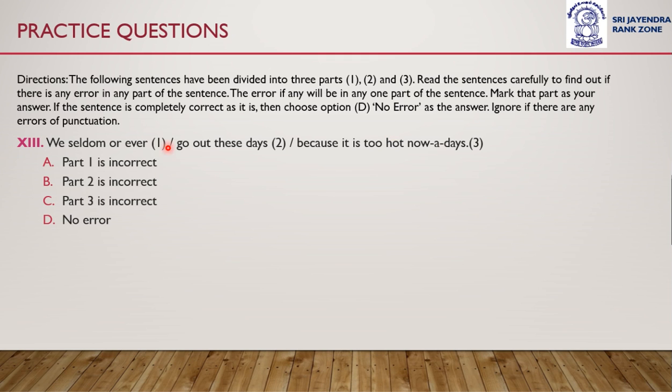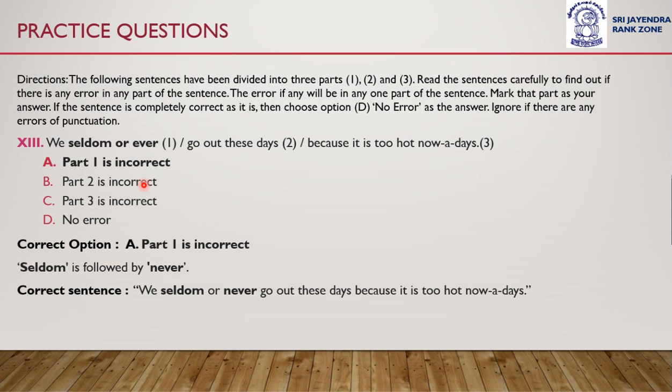Can we use ever with seldom? So the correct answer is part 1 is incorrect. Why? Because seldom is followed by never and not by ever. The correct sentence will become: we seldom or never go out these days because it is too hot nowadays.